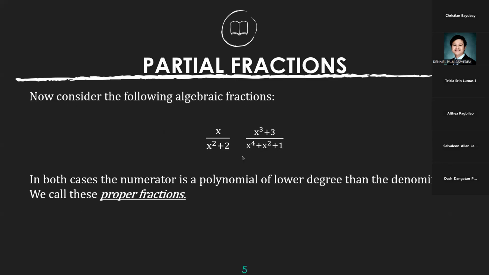Now, consider the following algebraic fractions. We have this one as the first one, and then we have this one as the second one. In both cases, the numerator is a polynomial of a lower degree than the denominator. We call this a proper fraction.